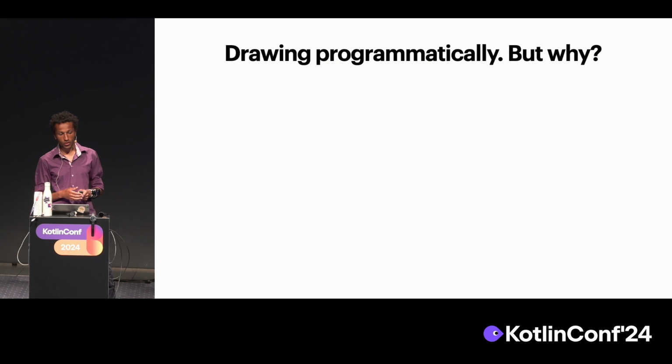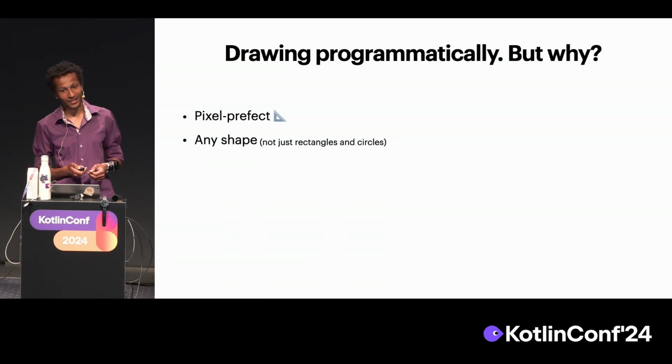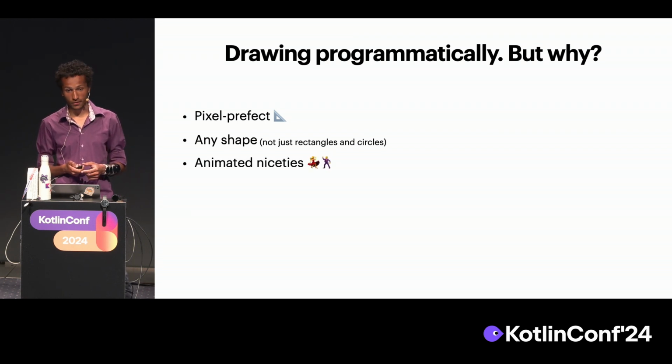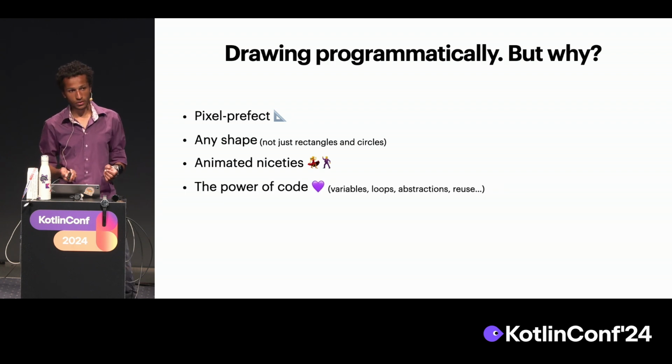But first, you can draw programmatically. But why would you want to draw programmatically? You can do it with a pen, right? So you can do pixel-perfect things easily. Of course, in real life, there are no pixels. But you can also make it any shape you want, not just rectangles and circles. You can also animate stuff, which can be very entertaining, very cool, very way too much also, but you can do it. And you have the power of code, so you can automate or batch do things, animate a lot of elements, whatever you want: variables, loops, abstraction, Kotlin code.